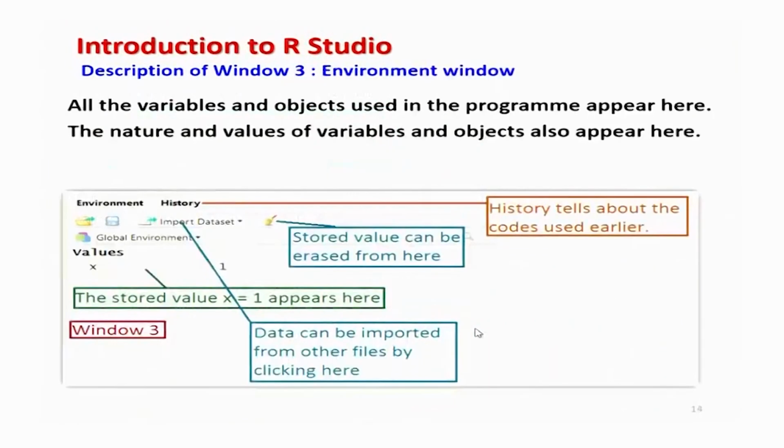Now after this you come to window number 3. Let me first try to explain it. This is a window where you get to know about the environment of your variables: what variables you have used, what values they have been given, and what type of data has been stored in those values. All such important information is there. All the variables and objects you have used in this program appear here.